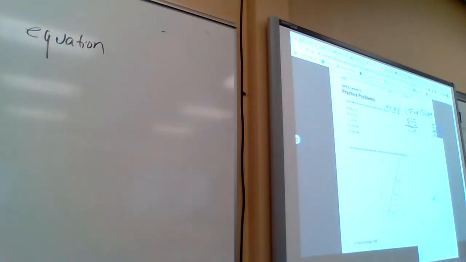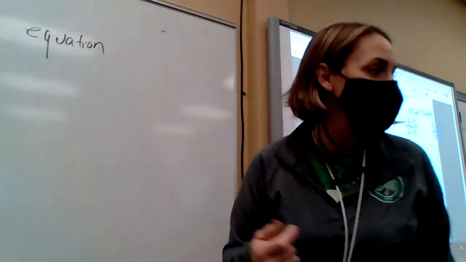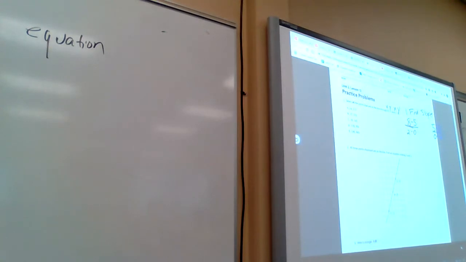Okay. So I want you to write this down. 1, find slope. So number 1 is find the slope. I want you to write this down, please. You got 10 minutes. Okay, we're gonna find the slope. I want you to write this down. Okay, so.